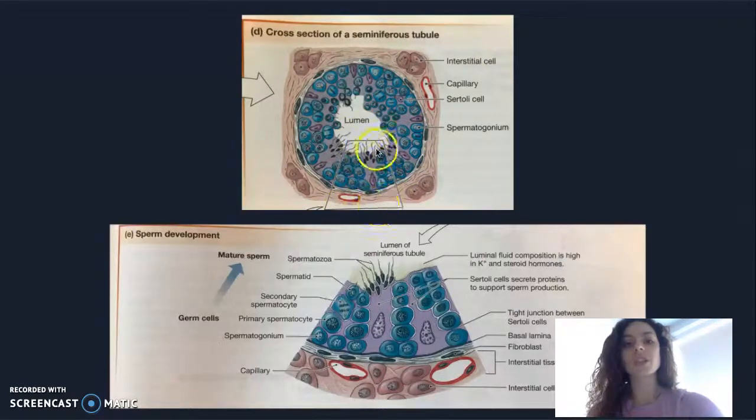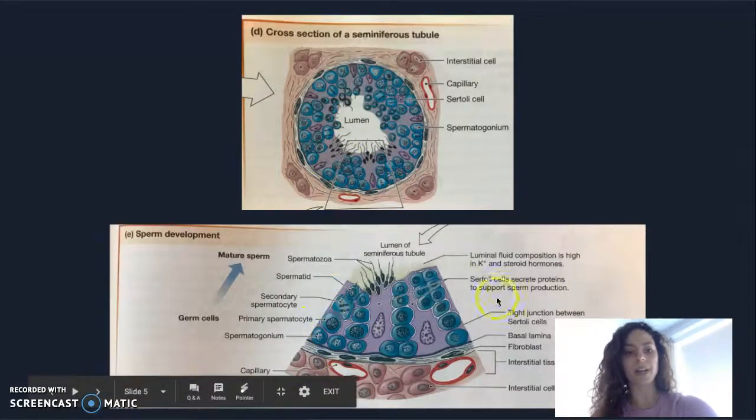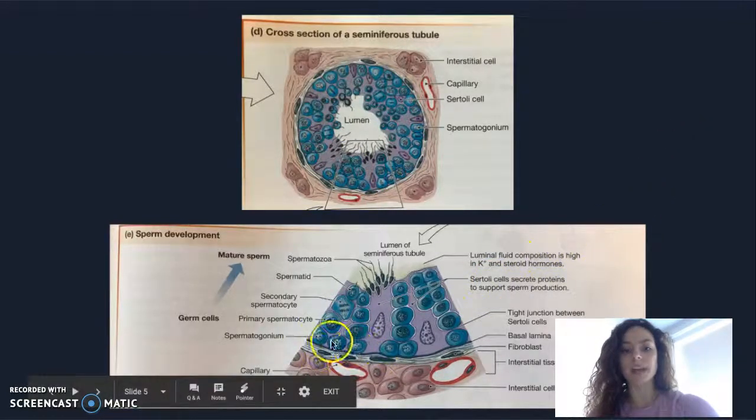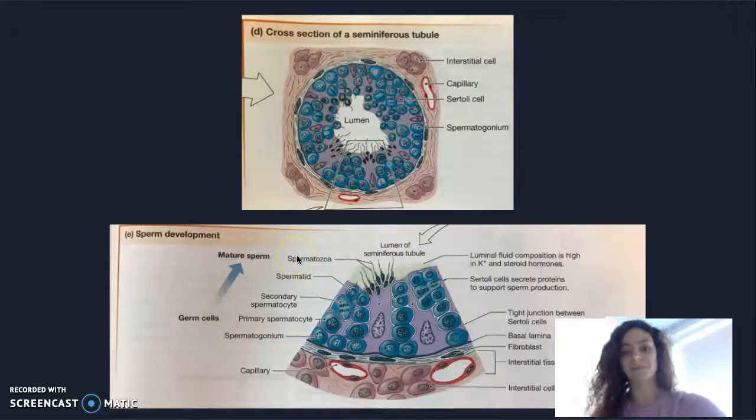And then they took a little zoomed in picture of this part of the seminiferous tubule, and this just shows sperm development. So we can see those spermatogonia again. I'm sorry, I don't know why this keeps popping up. And then you can also see that tight junction between the Sertoli cells, and we can see that sperm development goes up into the lumen. So from the germ cells to the mature sperm, it goes upwards.